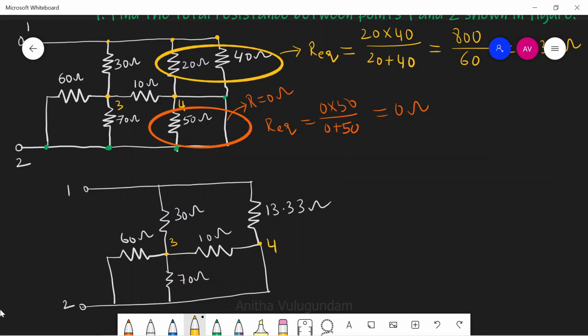This is 4. Okay. Now notice that 70 ohm and 10 ohm are parallel to each other. So we can write R equivalent for both of these as 10 into 70 by 10 plus 70, that equals 700 by 80, which is equal to 8.75 ohm. Let me redraw the circuit.